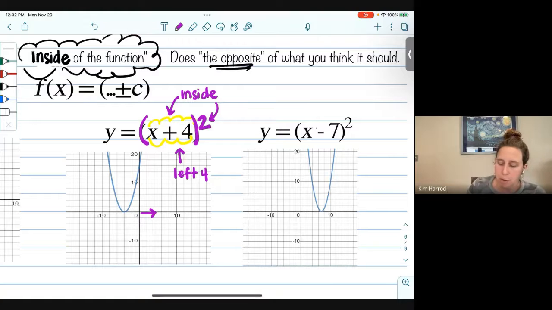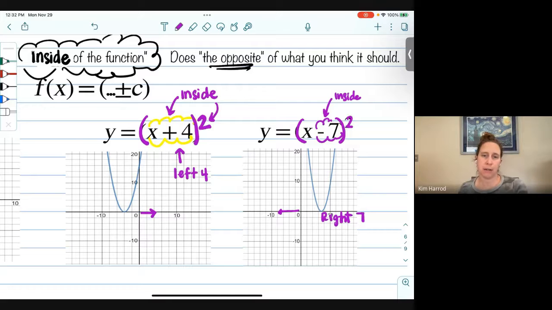And the same thing is going on over here. This minus 7, because of these parentheses, that minus 7 is getting squared. That minus 7 is inside of the squaring function. And so I have to switch my mind. Minus is not going to be to the left. Minus actually turned out to be right, to the right 7.